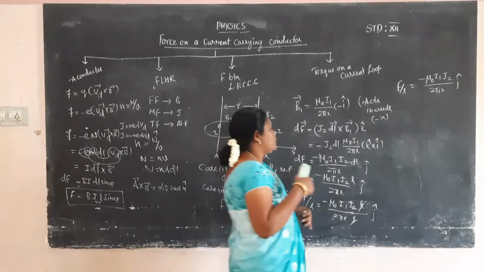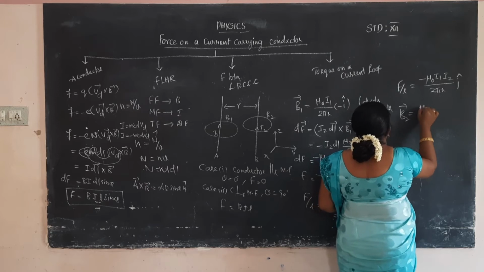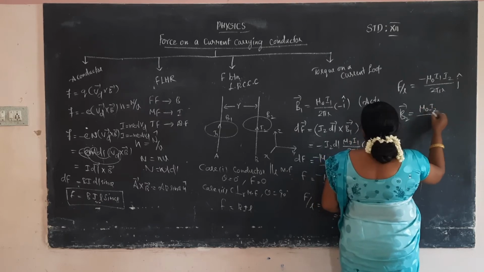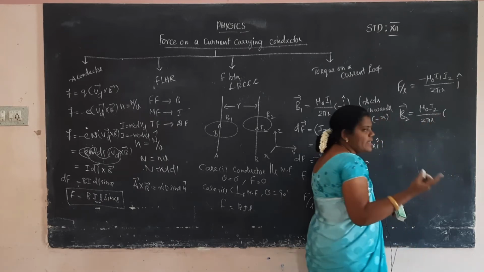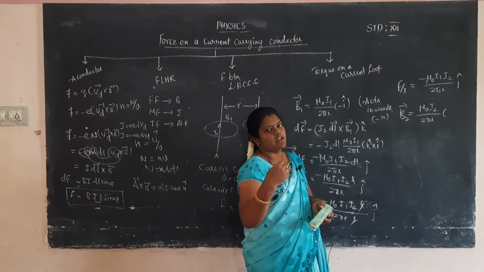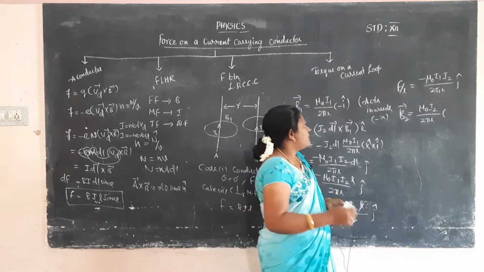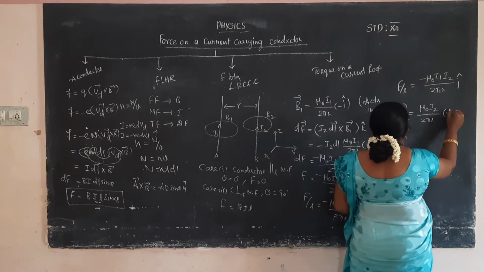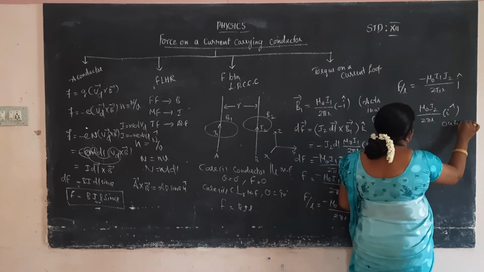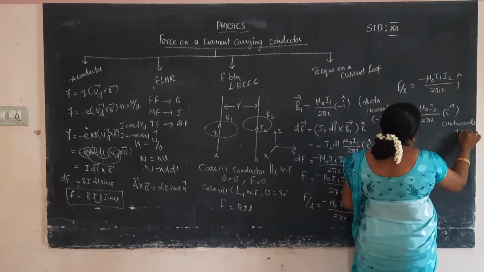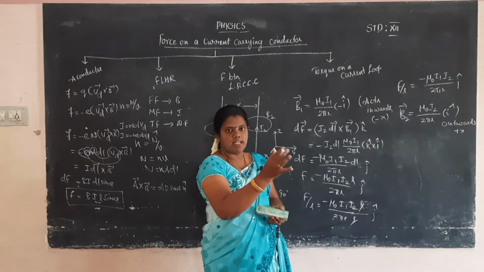So the second field, B2 vector, is equal to mu naught I2 by 2 pi r along the x-axis, because the magnetic field will be acting outwards. Outward means it is completely along the positive x-axis. So positive x-axis means we put i cap. Because it acts outwards along the positive x-axis, that is the magnetic field created by the second conductor.